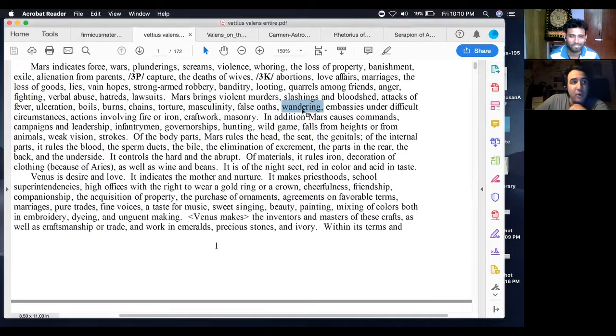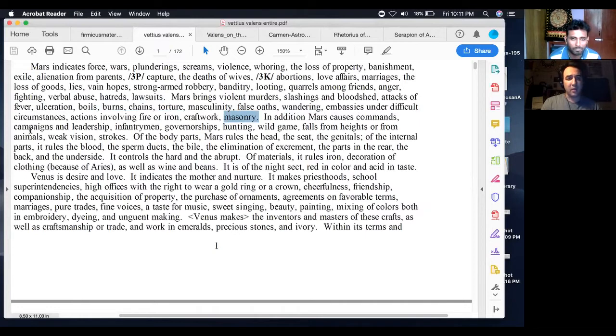Wandering, very important. Along with the Moon, Mars is also considered when it comes to traveling and wandering in foreign, obscure places, because Mars is action. Mars gets us out of our comfort zone. It's movement. It does not like to sit still. And just all this other stuff: fire or iron work, craft work, masonry, building. Mars is the builders. Mars is the warriors, the athletes, and the builders, because it's about physical exertion.